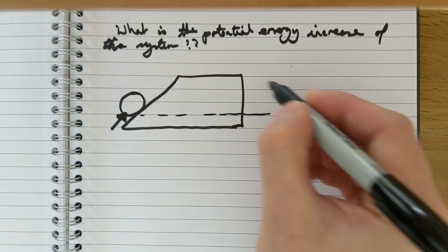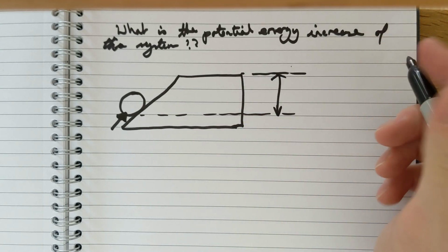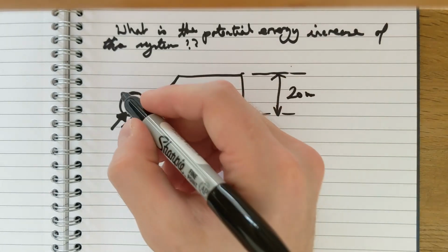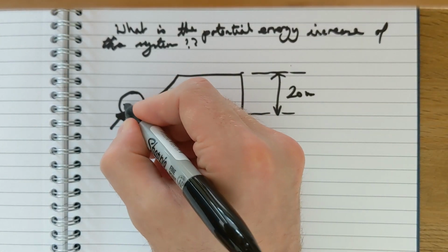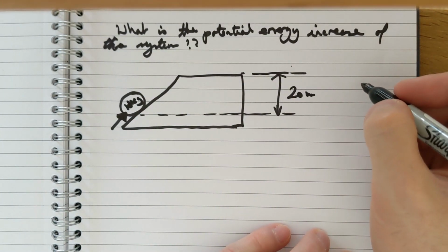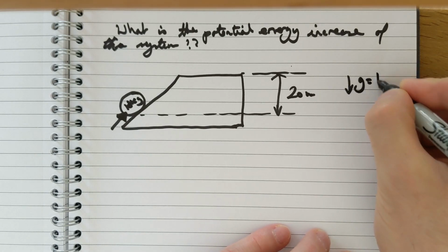And let's say, for the sake of argument, that the height is 20 meters and the weight of the ball is 18 kilograms, and very close to Earth but not quite correct, we'll say that gravity is 10.